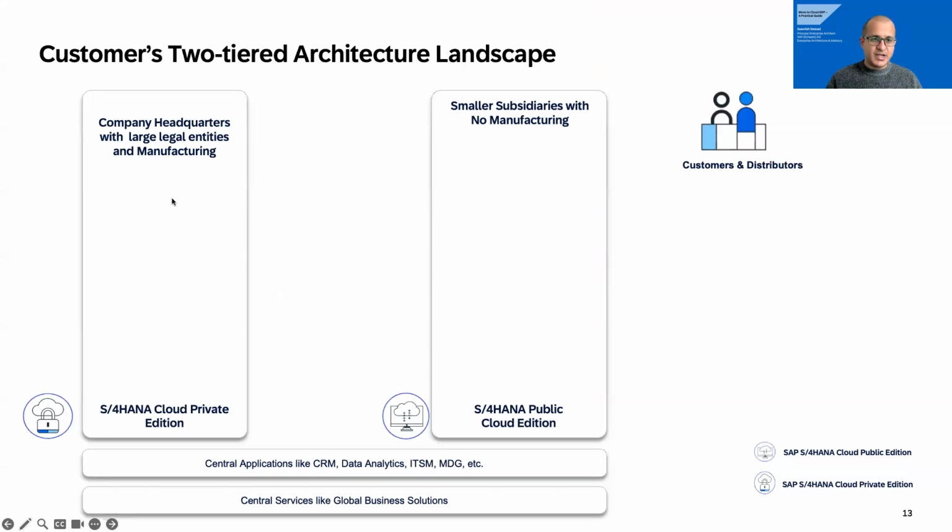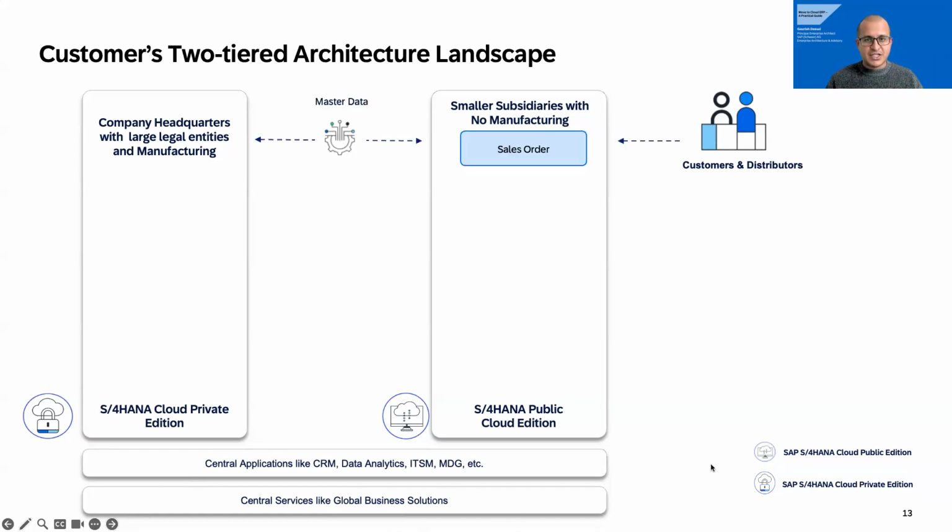They had the private cloud for their headquarters and large legal entities, and smaller subsidiaries were onboarded onto public cloud. They also had a layer of CRM, data analytics, ITSM, MDG, etc., and central services which supported across the two instances.